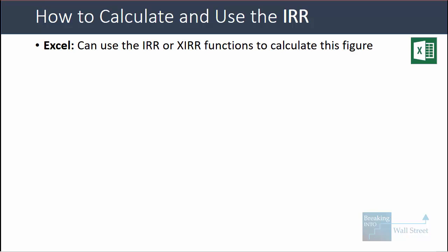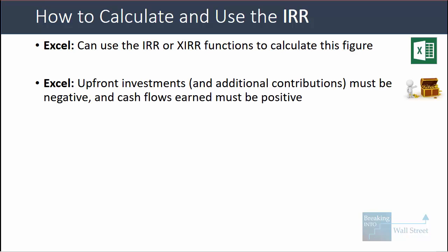XIRR is useful if the cash flows arrive on irregular dates. So if they're not just 1 year apart in each case, but if they arrive 3 months apart and then 9 months after that, and then a month after that, and then 3 years after that. So if the cash flows arrive on irregular non-annual dates, then the XIRR function is useful. When you do this in Excel, upfront investments and contributions to the investment must be negative and cash flows earned must be positive.